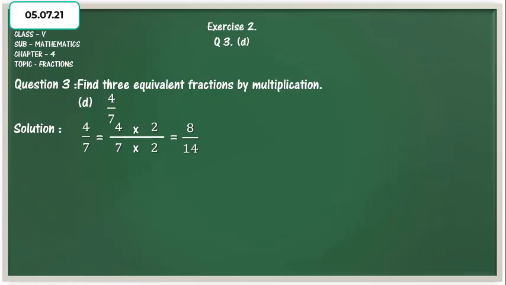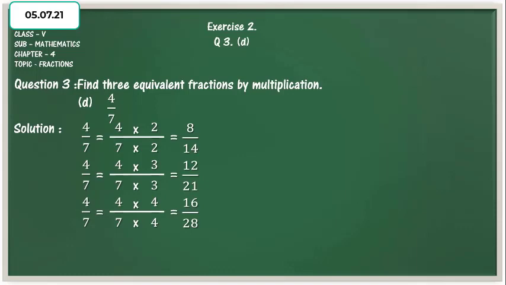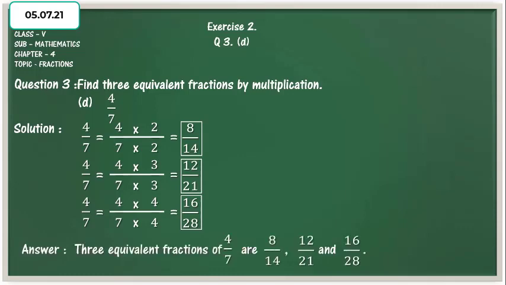So 4 multiplied by 2 will give us 8, and 7 multiplied by 2 will give us 14, and it will become 8 by 14. And therefore we got our first equivalent fraction. Again we'll solve it. 4 by 7 multiplied by 3 upon 3 will give us 12 by 21. Again 4 by 7 multiplied by 4 upon 4 will give us 16 upon 28. So we got our 3 equivalent fractions of 4 by 7, which are 8 by 14, 12 by 21, and 16 by 28. So this will be our answer. The answers may vary for this question because it depends on the number with which you are multiplying.